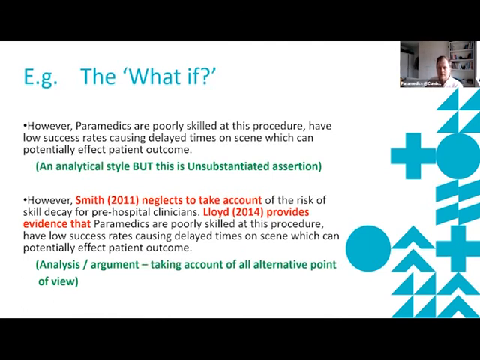So the next one just puts that into a sentence and talks about how there are two elements to it. There's a risk of skill decay, and that's the reason why we're not very good at it. Now, another solution might be to do loads of simulation and to train people up and to go into theatres and do loads of practice.